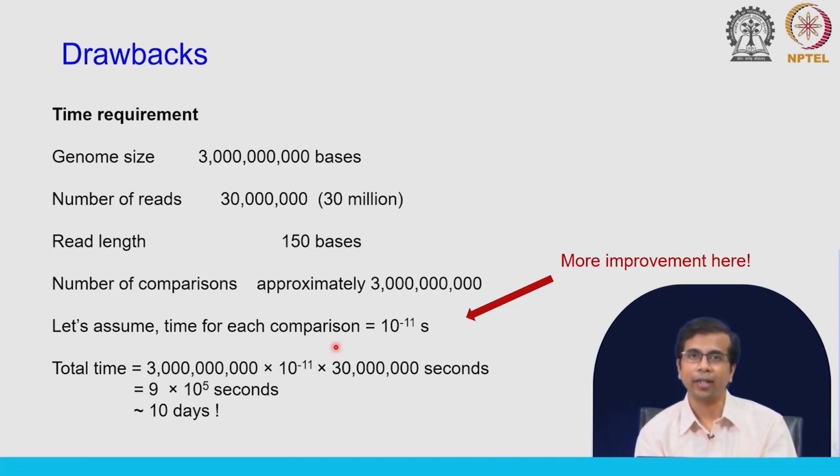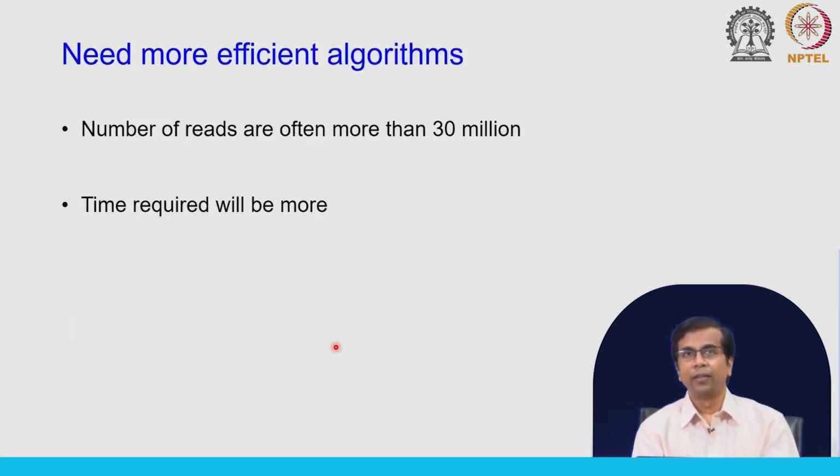For 30 million reads, if it takes 10 days, and if you are processing billions of reads, it will take even longer. If you are processing 300 billion reads, it will take 100 days. So, this will increase the time, and that is still not acceptable. We want to do this within a few hours, maybe a day or two, not 10 days for 30 million. So, what it means is we need more efficient algorithms.